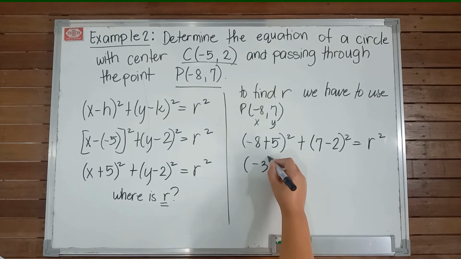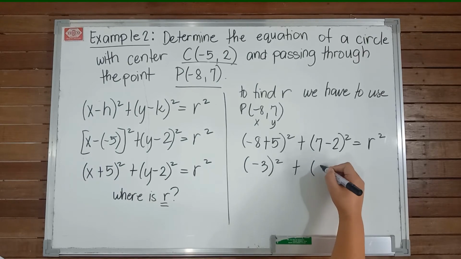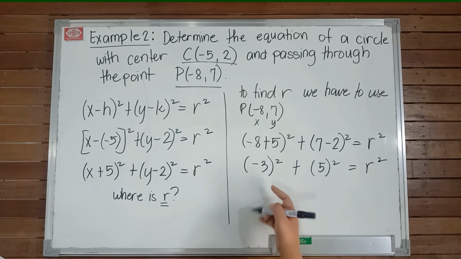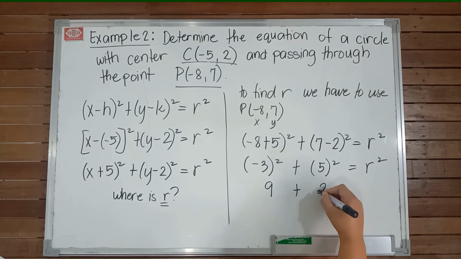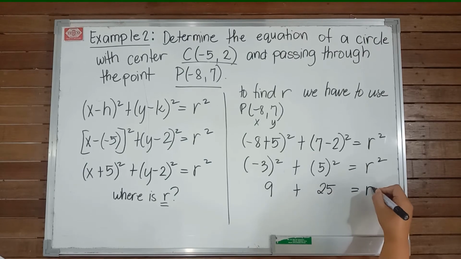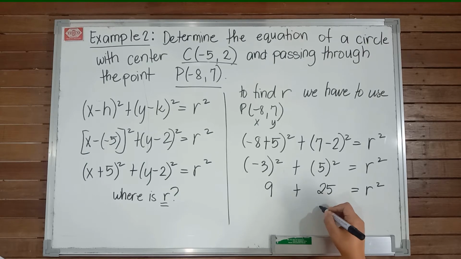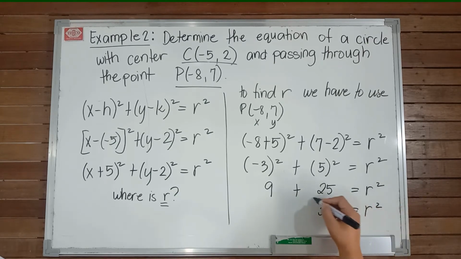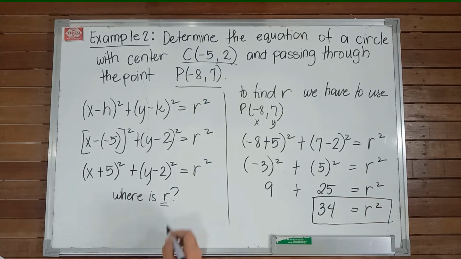So, negative 8 plus 5 equals negative 3 squared. 7 minus 2 is 5 squared equals r squared. Squaring negative 3 is 9 plus squaring 5 is 25 equals r squared. And 9 plus 25 is 34 equals r squared. That is now our r squared.